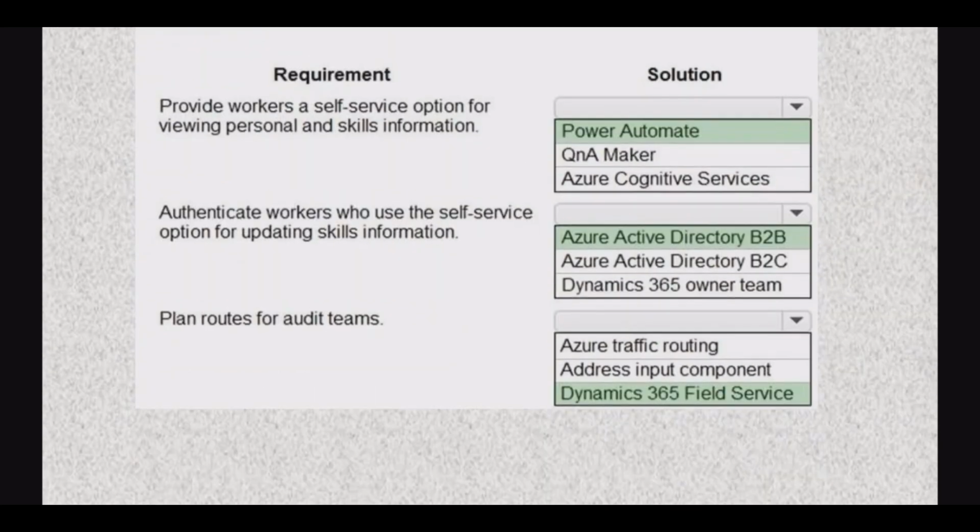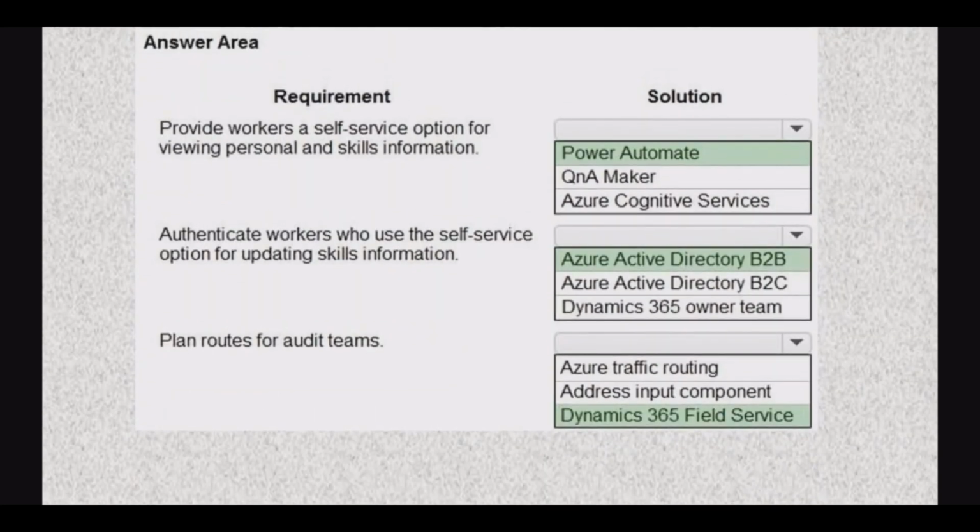The correct answer for the requirement provide workers a self-service option for viewing personal and skill information is Power Automate. The answer for the second requirement, authenticate workers who use the self-service option for updating skill information, is Azure Active Directory B2B. And the solution for the third requirement, plan routes for audit teams, is Dynamics 365 Field Service.